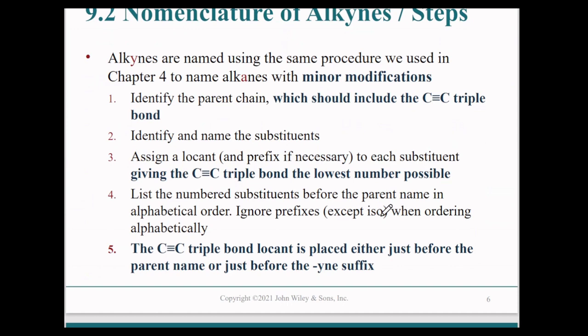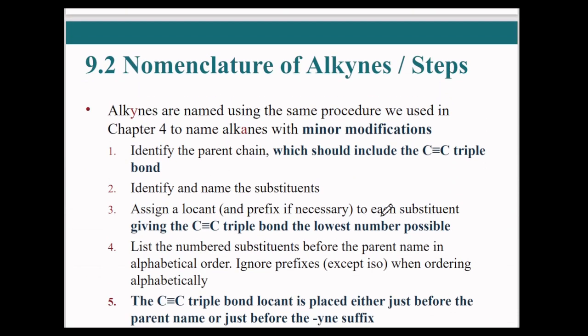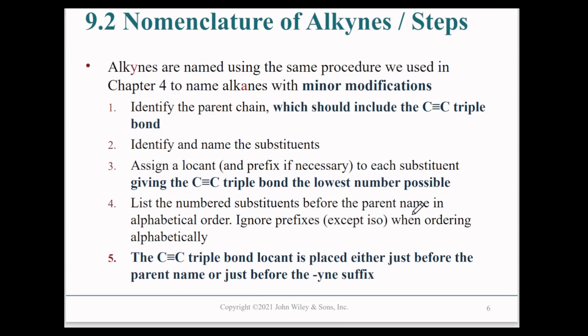In order to name alkynes, we're going to follow the same steps that we used in naming other molecules. Okay, so first we identify the parent chain, and this parent chain in the examples that we have in this book need to include the carbon-carbon triple bond. So the carbon chain has to include that alkyne functionality in order to name it properly. It would only be in rare cases where you would see an alkyne as a substituent, and we aren't going to pursue any examples with that.